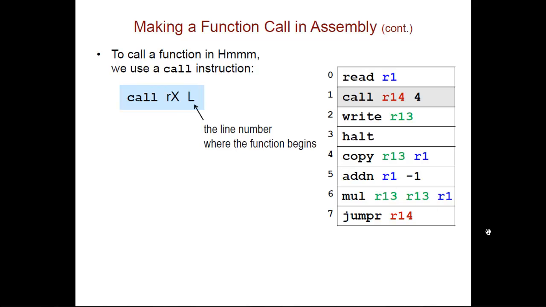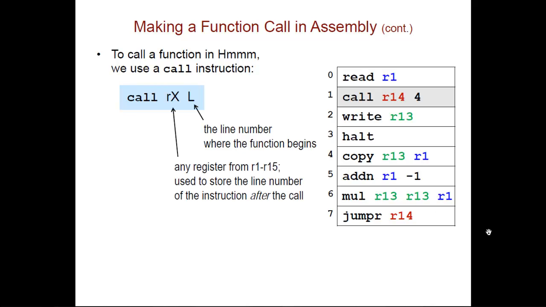The first argument is a register, and it can be any of the general purpose registers, R1 through R15, and this is being used to store the line number of the instruction that comes after the call. So in this case, because the call is happening on line 1, we're going to be storing in register R14 line number 2, that address. The number 2 will get stored in R14.